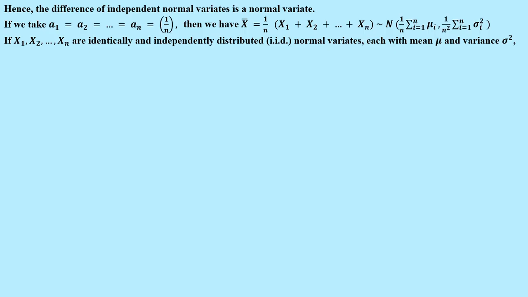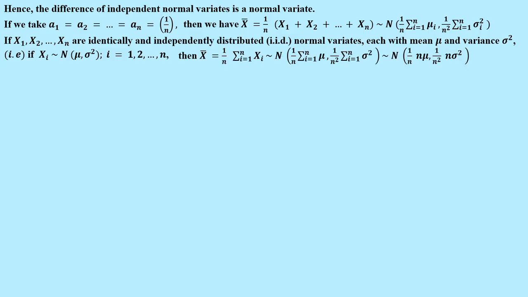If x1, x2, ..., xn are identically and independently distributed normal variates, each with mean mu and variance sigma square, then each xi is a normal variate with mean mu and variance sigma square. Then x bar, which is equal to 1 by n summation i equal to 1 to n xi, is a normal distribution with mean 1 by n summation i equal to 1 to n mu, and variance 1 by n square summation i equal to 1 to n sigma square. That is a normal distribution.